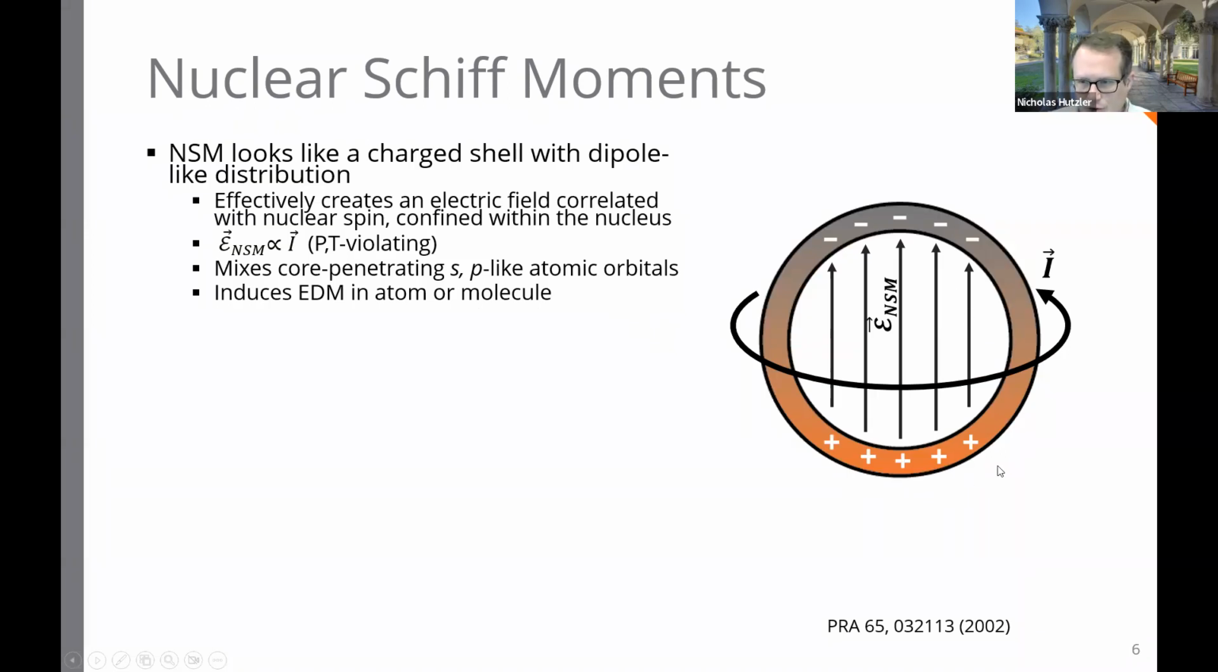It looks like a residual shell with some dipole-like distribution, which means that it effectively creates an internal electric field in the nucleus, which is aligned with the nuclear spin, and which is P and T violating. So the existence of any sort of electric field aligned with a spin, like a nuclear spin or an electron spin, violates a whole bunch of symmetries. And then the mechanism is that this internal electric field, like at the nucleus, will mix S and P like atomic orbitals, and therefore induce an EDM in the atom or molecule.